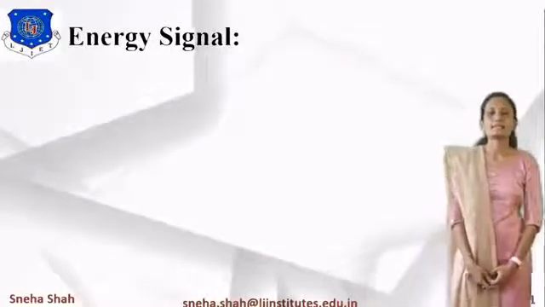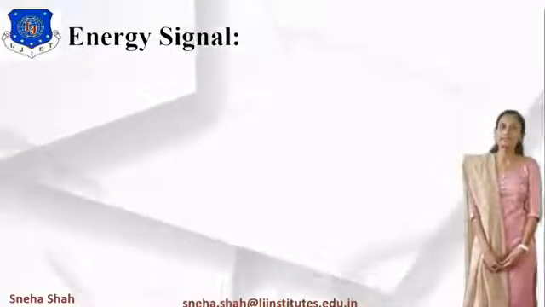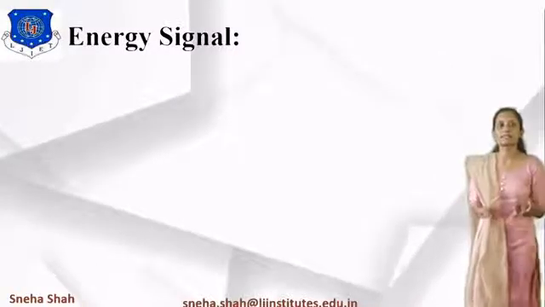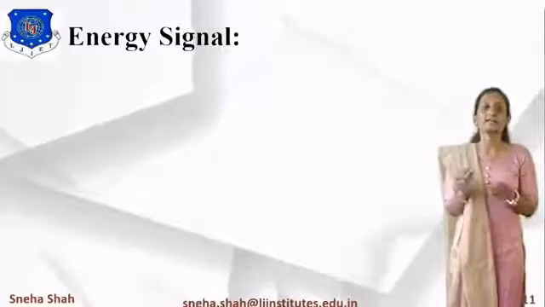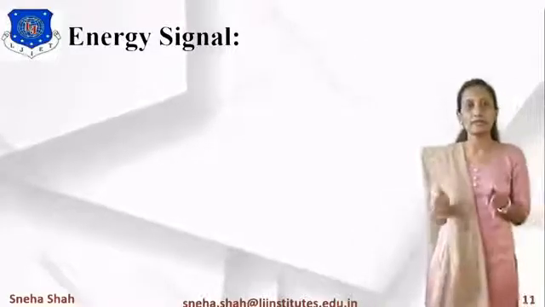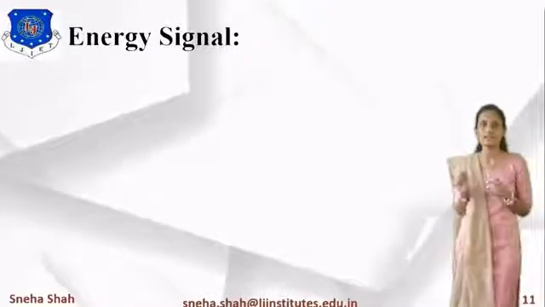Now the next type of signal is energy signal. Now what is energy signal? Energy signal means it is one kind of signal whose total normalized energy is finite and non-zero. It means if we are finding the energy of any signal and it is between 0 and infinity, then it is known as energy signal.